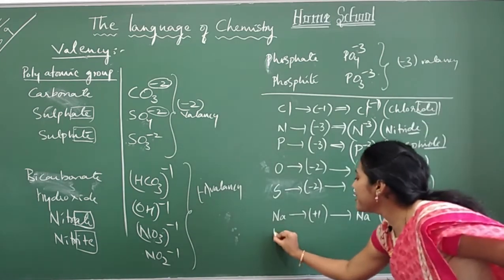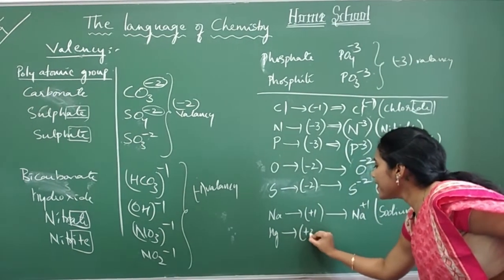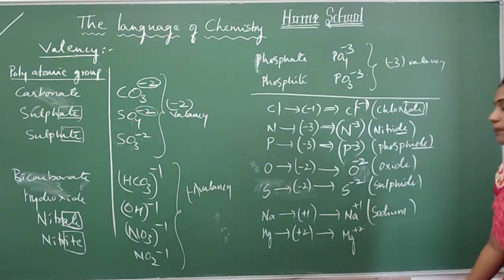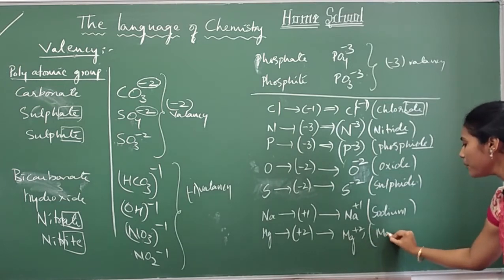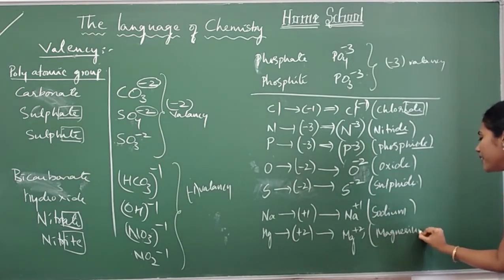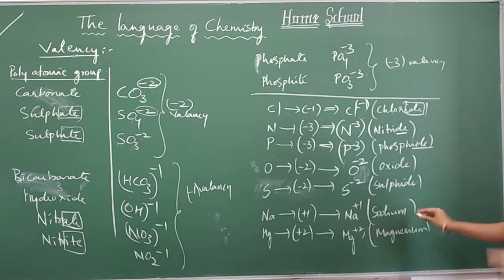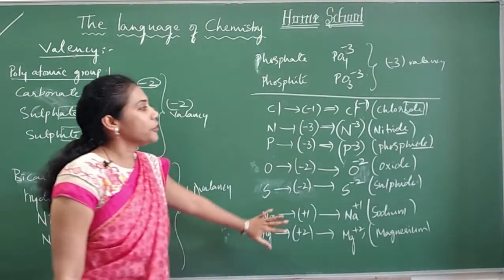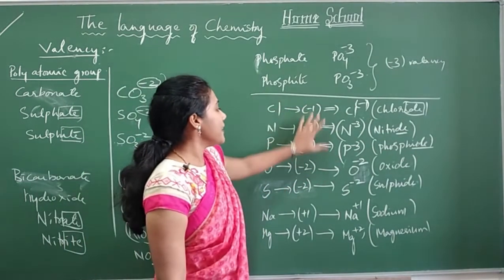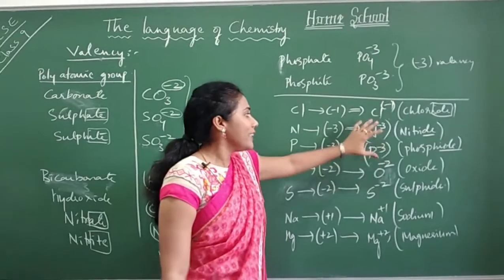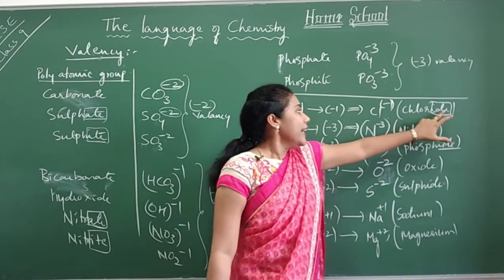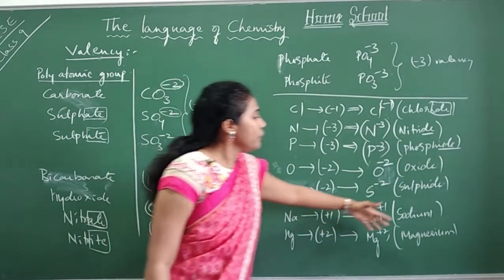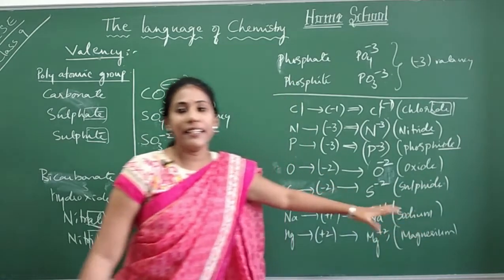Say Mg is there. Mg is having a valency plus 2. So when you write it as a radical, you will write it as Mg plus 2. What is its name? Magnesium only. Magnesium radical we say, or magnesium ion we will say. No IDE at the end. Clear everybody? So this is one important point that you have to remember. Whenever an element has negative valency, if you have to call the radical with a particular name, at the end we add that IDE. If they are having positive valency, we don't call them with any IDE at the end.